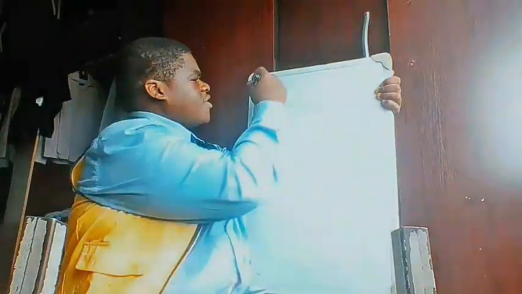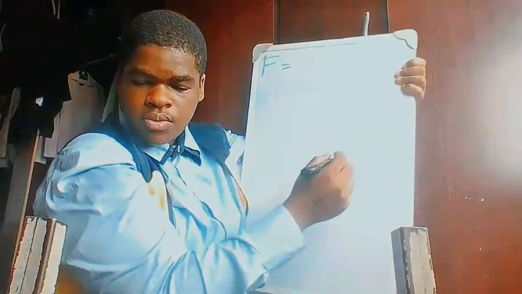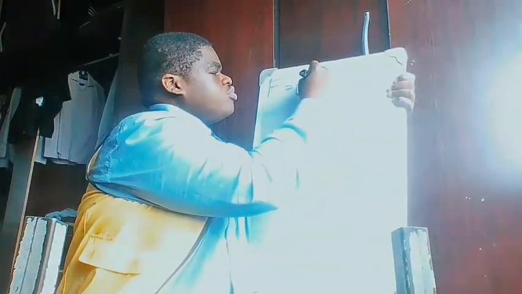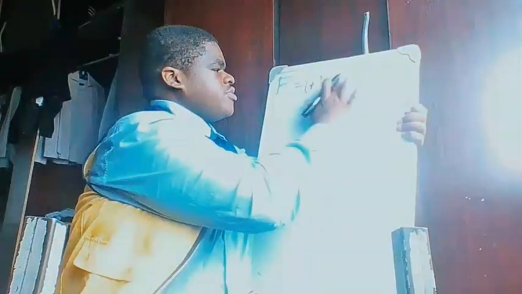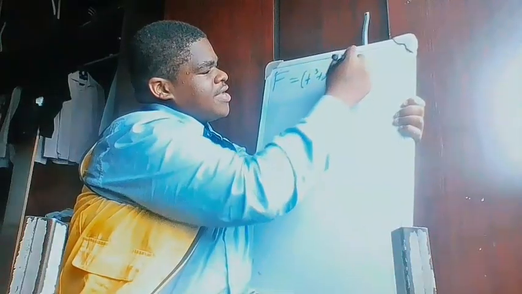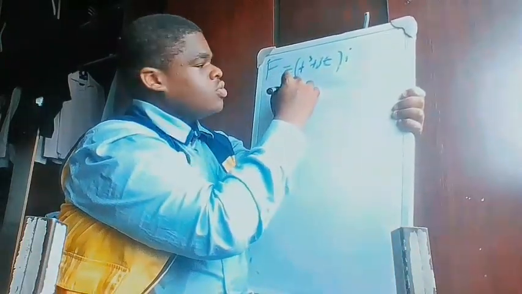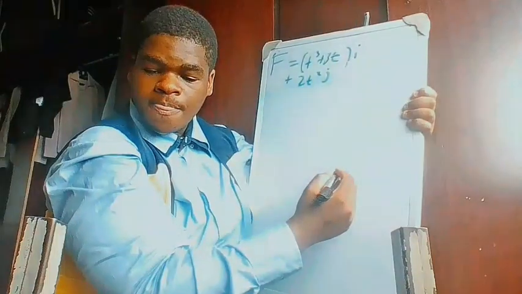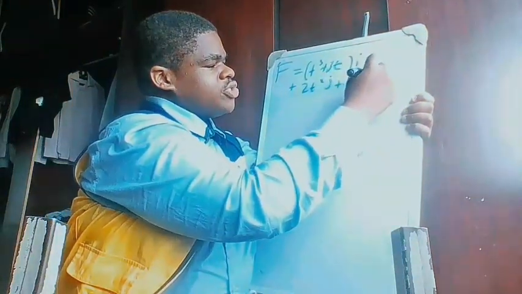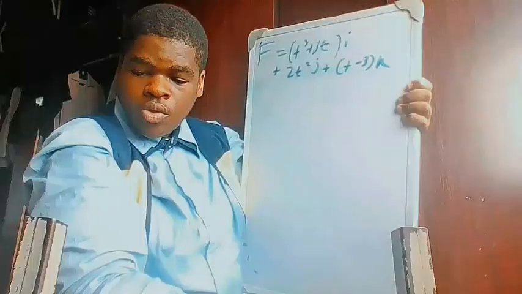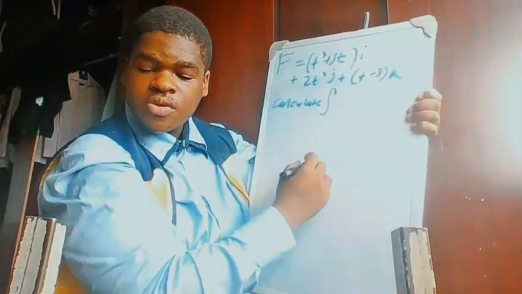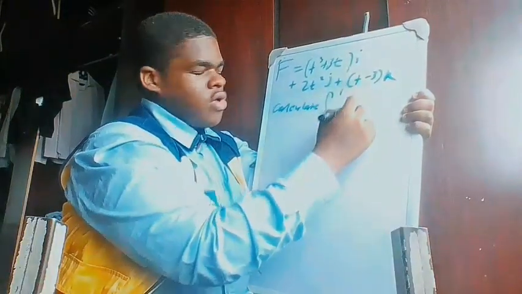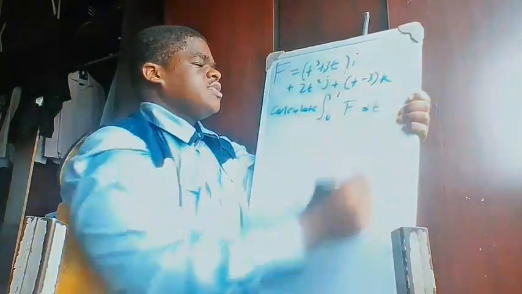Question 7 says if vector F is equal to 3t cubed plus 2t, t cubed plus 3t, plus 3t i plus 2t squared j plus t minus 3 k. We should calculate the integral from 0 to 1 of F with respect to t.